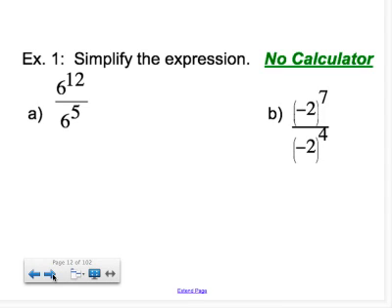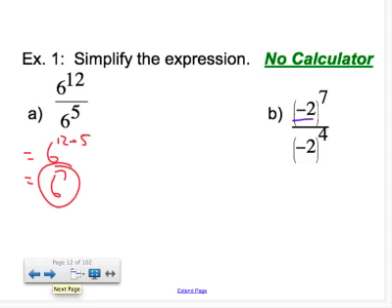So, example 1 just says simplify. Okay, simplify the expression, no calculator. Now, understand something. I'm not going to expect you to simplify it down and then evaluate something if it's incredibly large. For example, what I mean by that is this. In part A here, this reduces down. This is 6 to the 12 minus 5 since we're dividing. And then we know that 12 minus 5 is 7. You're gonna leave your answer like that. Okay, I'm not gonna have you do 6 times 6 times 6 7 times. It doesn't make sense.